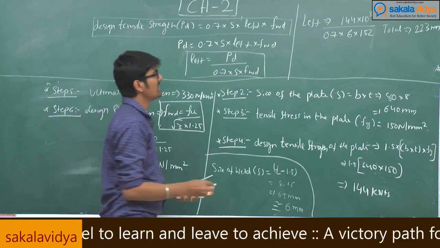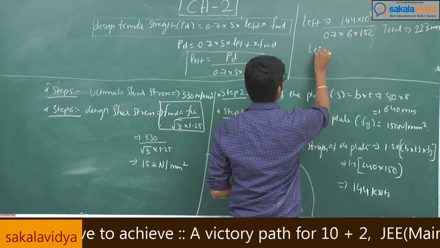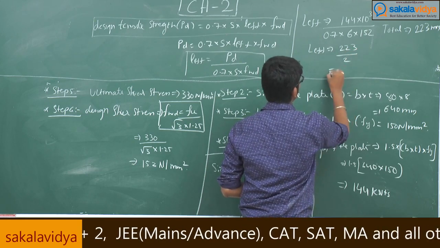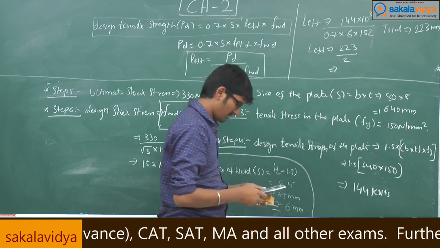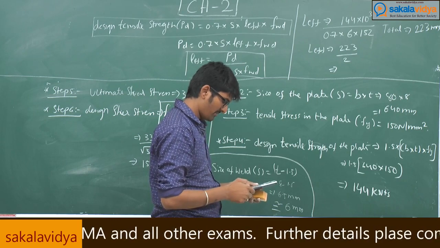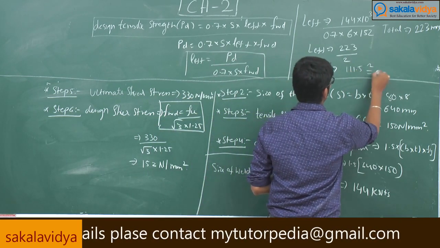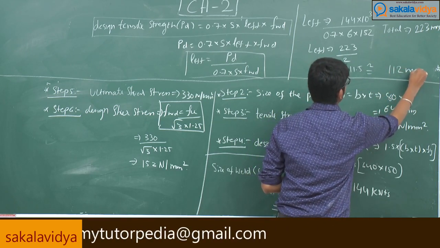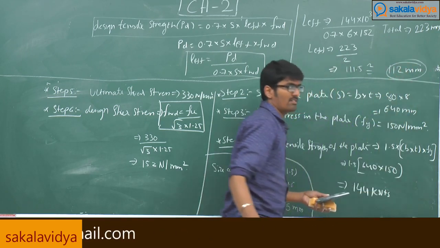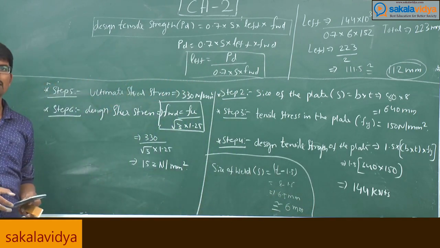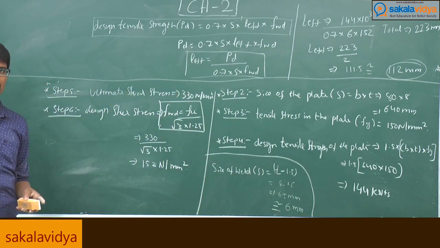Now I have to find the single effective length. That is L effective equal to 223 divided by 2, which is 111.5, approximately 112 mm, the single effective length. With 112 mm we have to weld on both the sides of the plate in order to connect to a gusset plate. So these are the steps that are required to solve these problems. Is it clear?